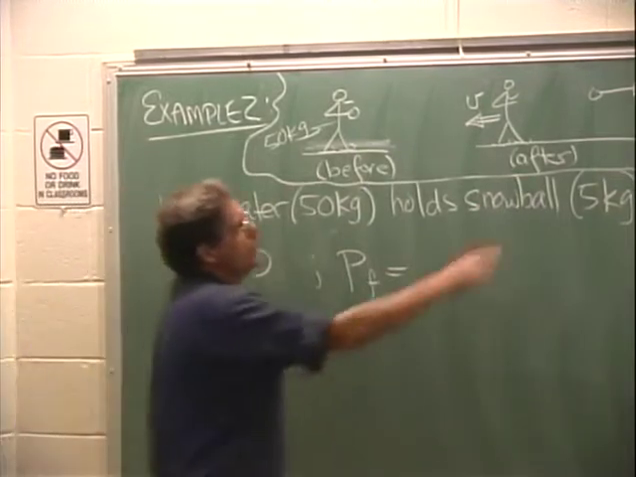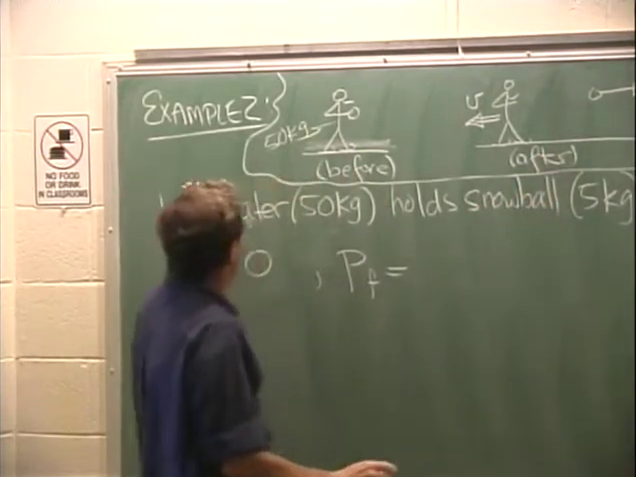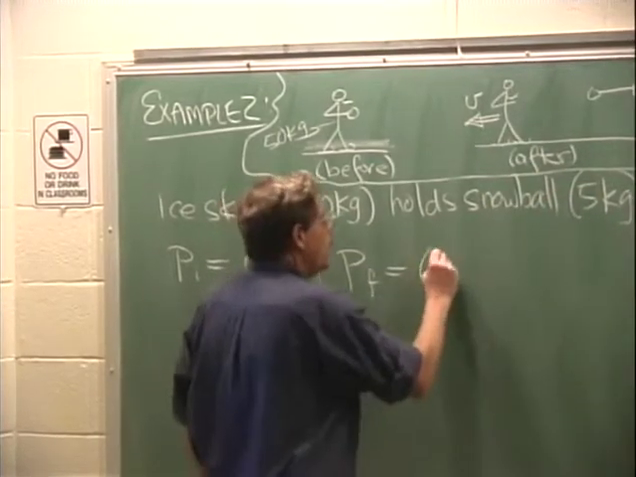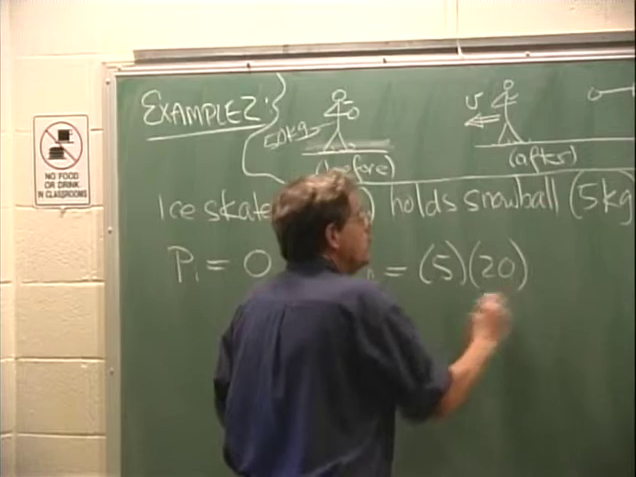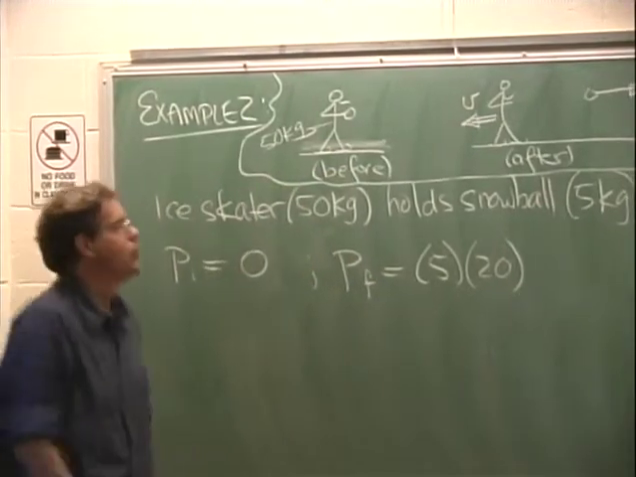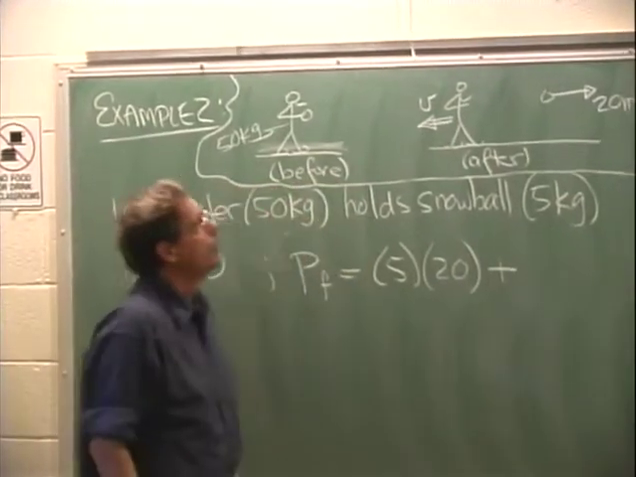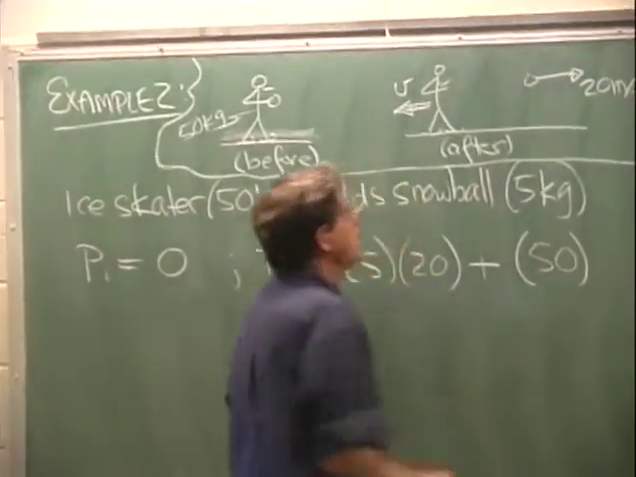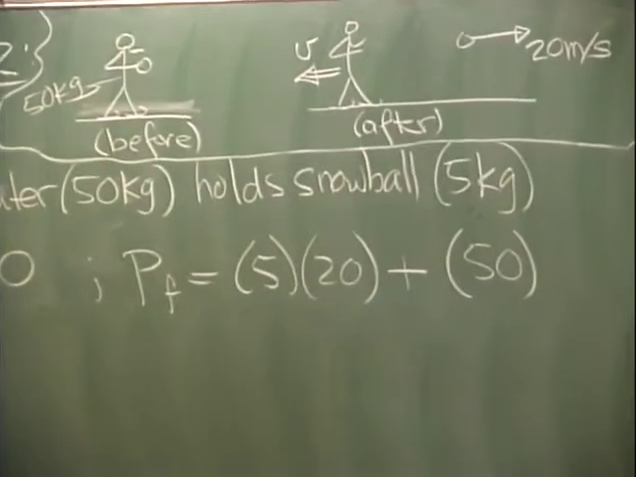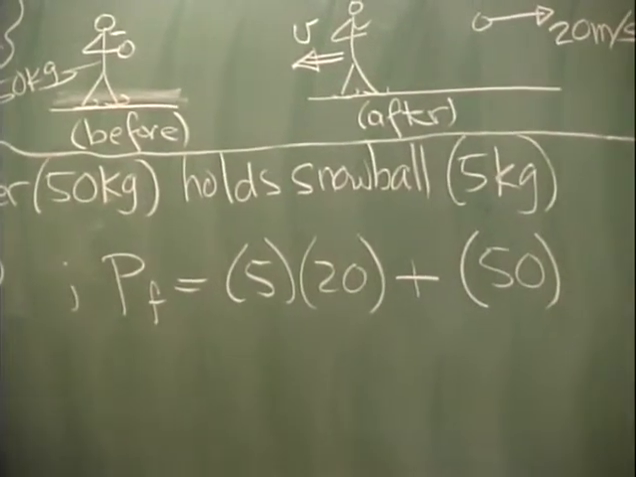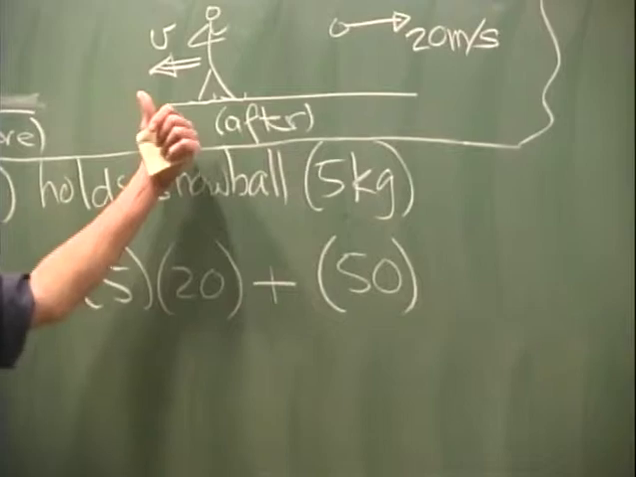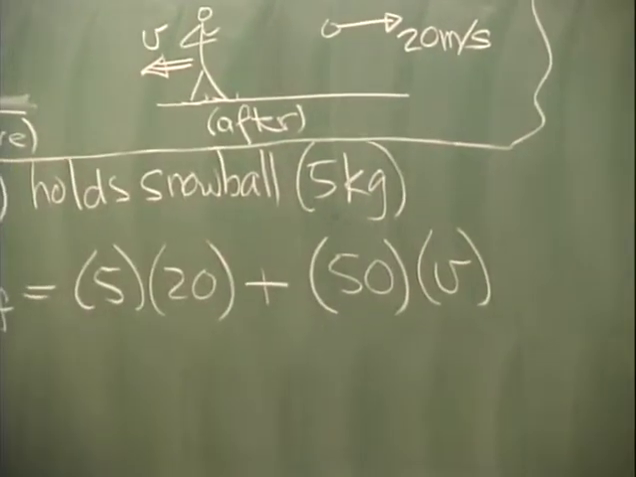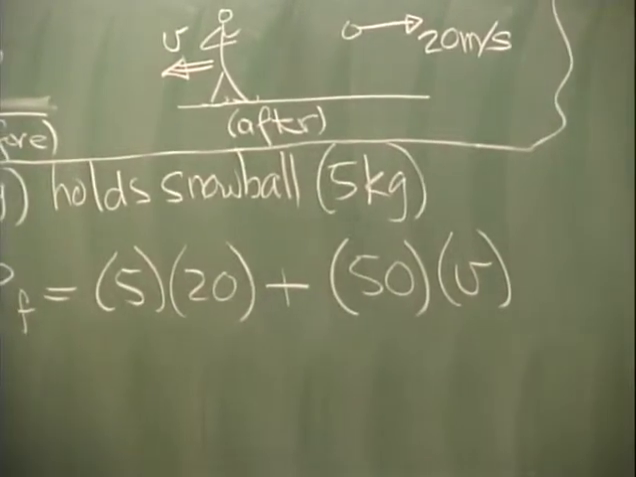P afterward. Well, I've got a snowball here, and its mass was 5 kilograms, and it's going at 20 meters per second, so it's 5 times 20. Plus her, 50 times, well, I've drawn the picture here with V going in the backward direction, which is in fact the way it's going to be going. So let's put in V like that, with a minus sign.